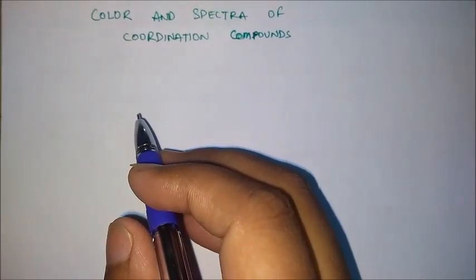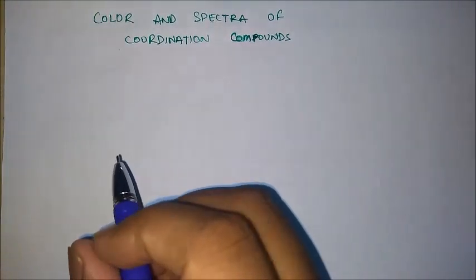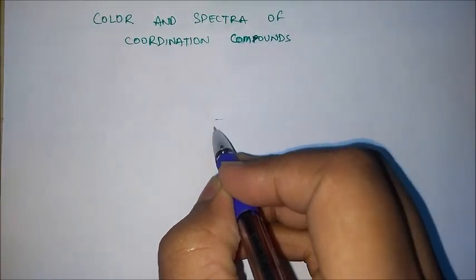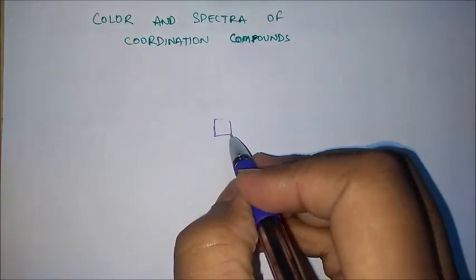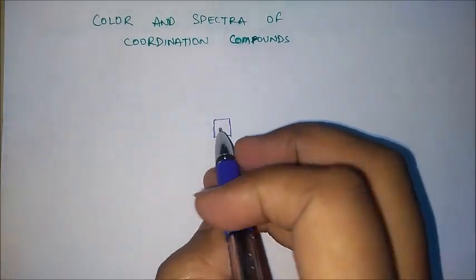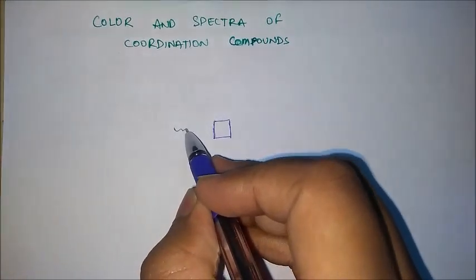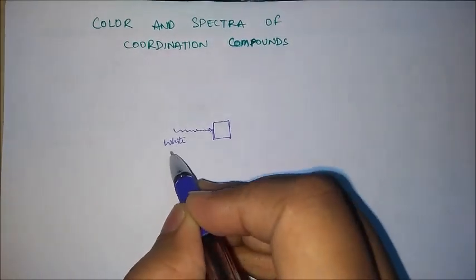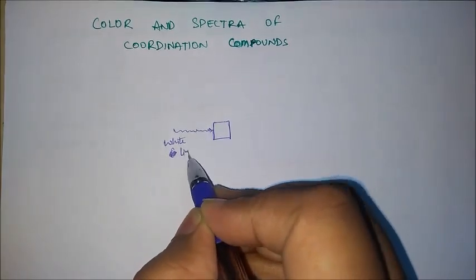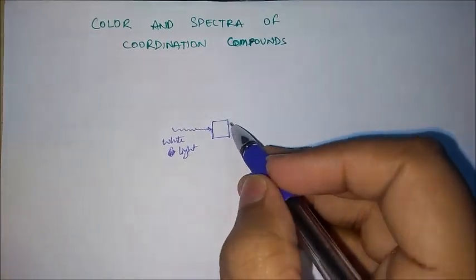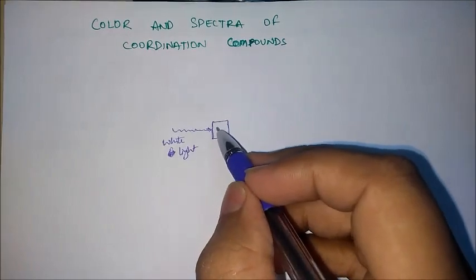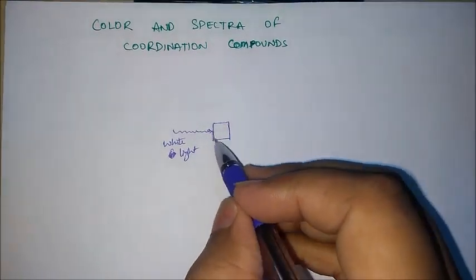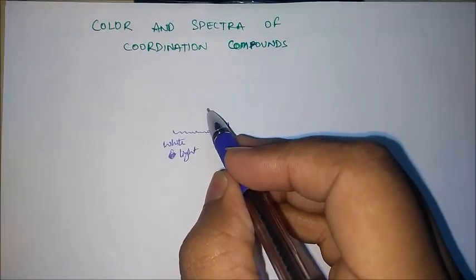So let's try to identify. First of all, let's try to understand the basic thing. If you have anything present in nature, how does something look like it is of a particular color? Now what happens when visible light, or you can say white light, falls on something? It could be, since we are talking about coordination compounds, a complex. So it's a coordination compound.